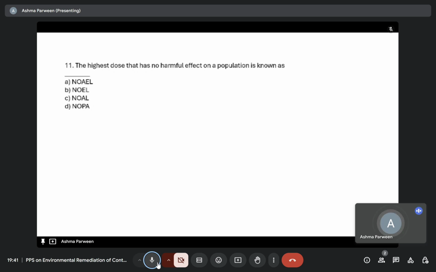So the highest dose that has no harmful effect on a population due to a pollutant is NOAEL, that is no observed adverse effect level. So A is the correct option. So now let's move to the next question.